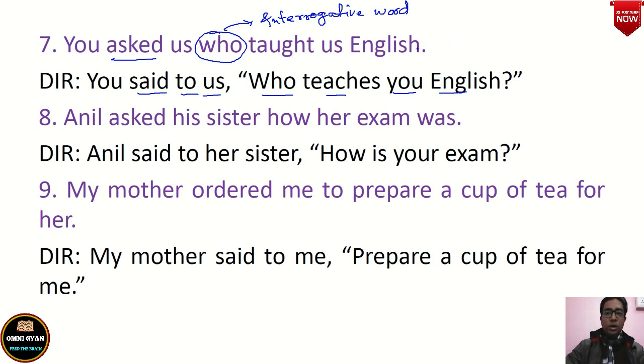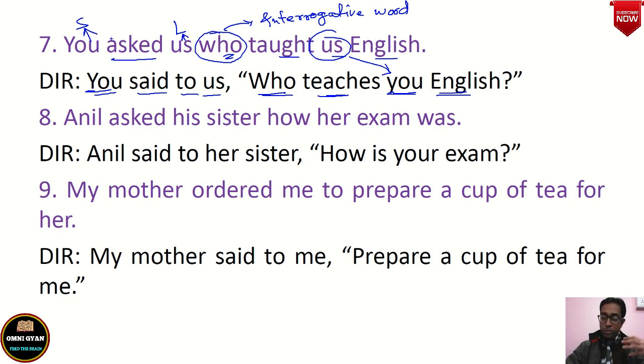Now here when you have who, you can ask the question with this itself. You already have the interrogative word here. You can ask question with this who only. So he said to us, comma, inverted comma, star, who teaches you English? Who taught us English? Us changes into you. Why? Because this is the speaker and this is the listener. I am the speaker.